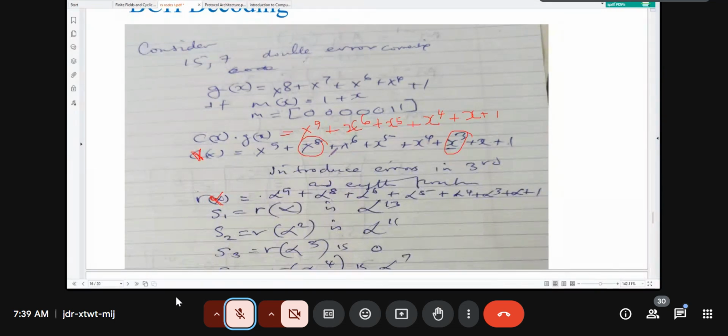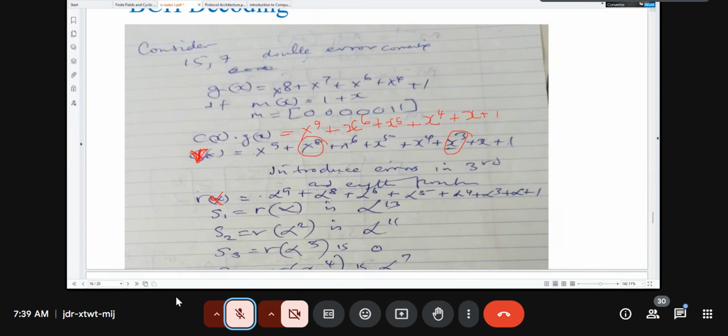So we are saying let's introduce errors in third and eighth position. So we are saying there was no x to the 8 and there was no x to the 3. So we are just introducing errors to see whether you will be able to detect the errors. You are going to know where the errors are. So when you introduce the errors, this is what you get.